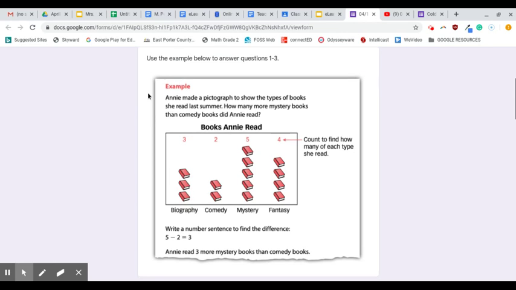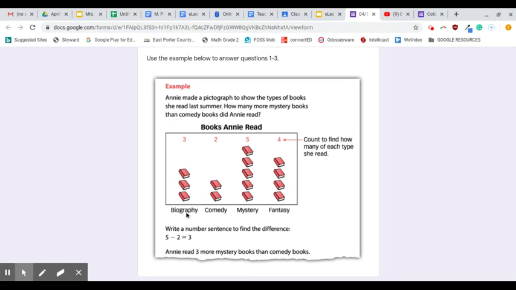So this one is just an example that they have given to us to look at. So it says, Annie made a pictograph to show the types of books she read last summer. How many more mystery books than comedy books did Annie read? And here we have the different categories. So biography, comedy, mystery, and fantasy. Count to find how many of each type she read. They have already counted for us, and I can see that there's not a key on this one. So remember, Mrs. Say said if there's no key, you can usually assume that each book means one.